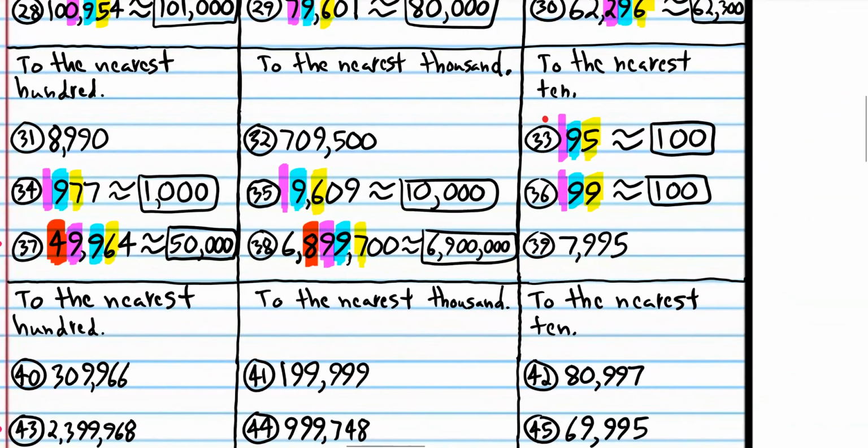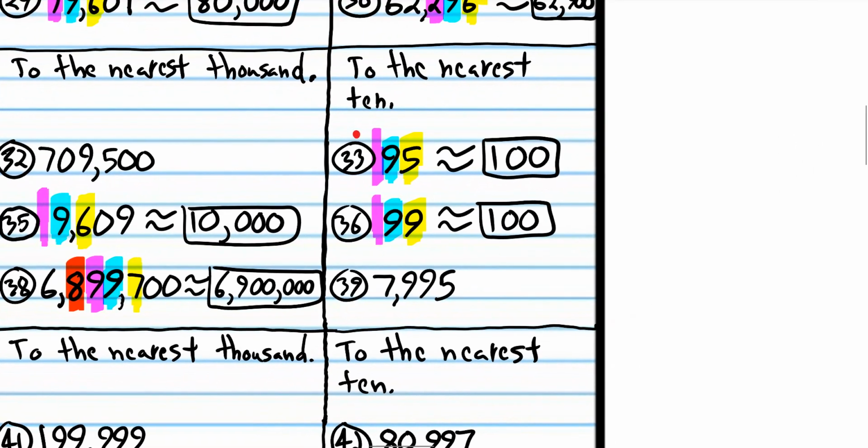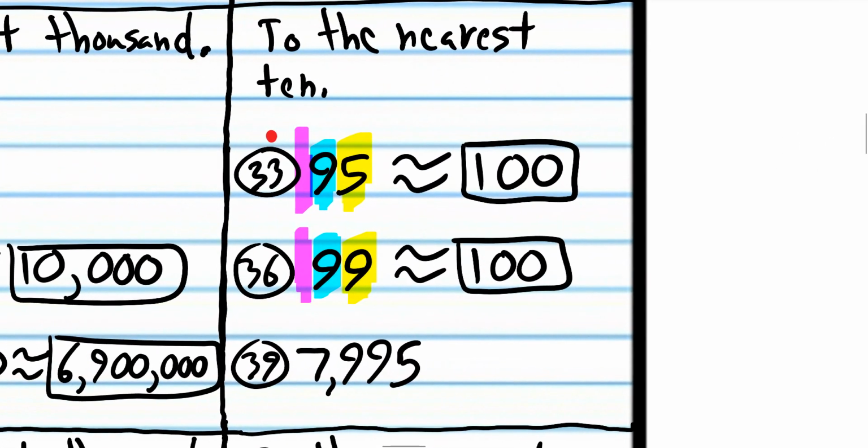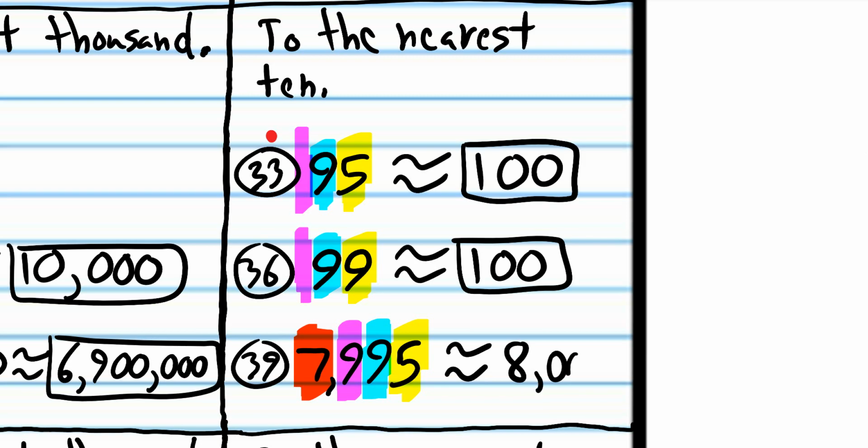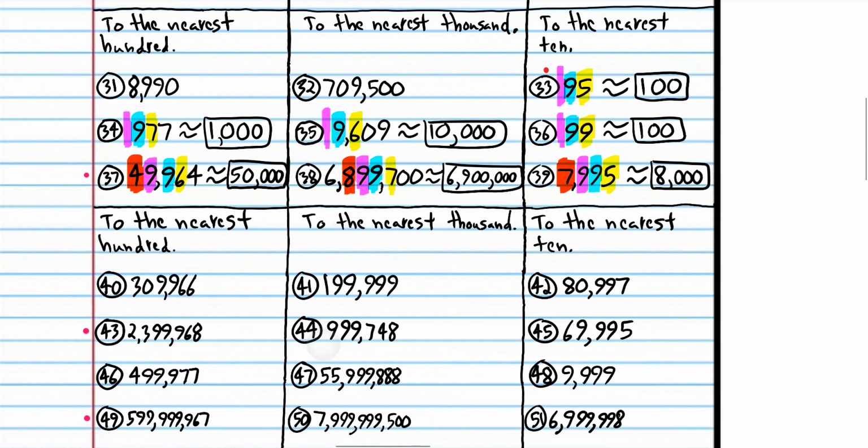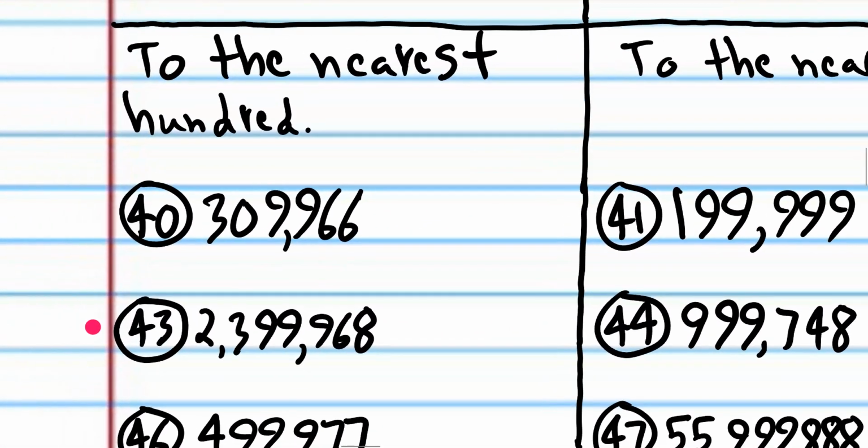All right, so see if you can do number 39, and when you come back, we'll do it together. All right, we're back. 9 is in the tens place. So we look to the 5, it tells us to round up. But there's another 9 in the purple, so we have to move over to the next number, and the 7 rounds up to an 8. And so that number rounds to 8,000. So if you got 8,000, good job. If you didn't, that's okay. Just go back and figure out what you did wrong.